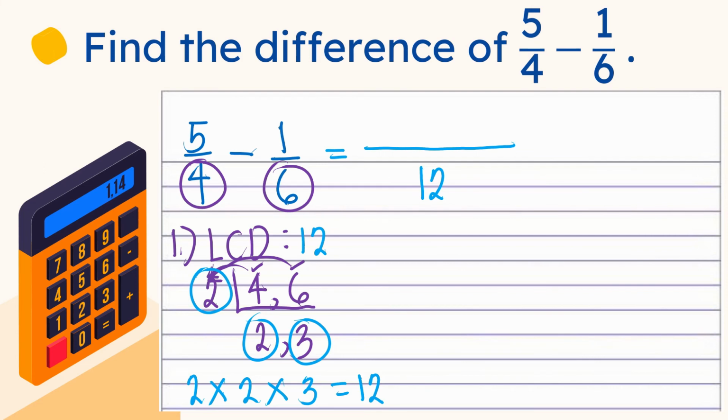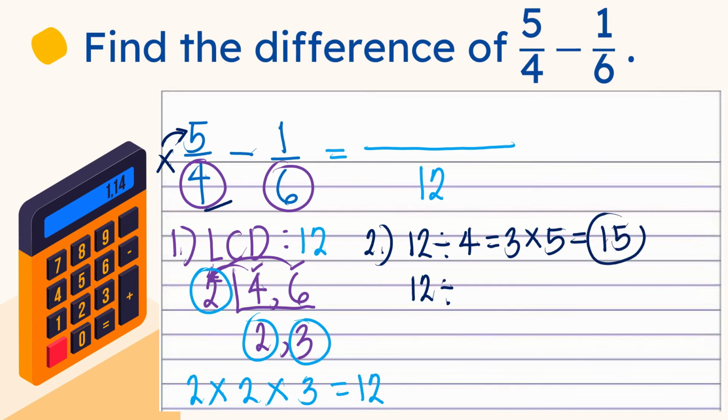Ano bang sabi sa step number 2? For step number 2, kung ano yung LCD mo daw, i-divide mo lang daw yon doon sa denominators mo. So, let's have the first denominator, which is 4. 12 divided by 4, that is 3. And then, i-times mo yon dito sa 5. So, 3 times 5, this is equal to, correct, 15. Yang 15 yan ngayon, ilalagay mo siya dito sa taas as your new numerator.